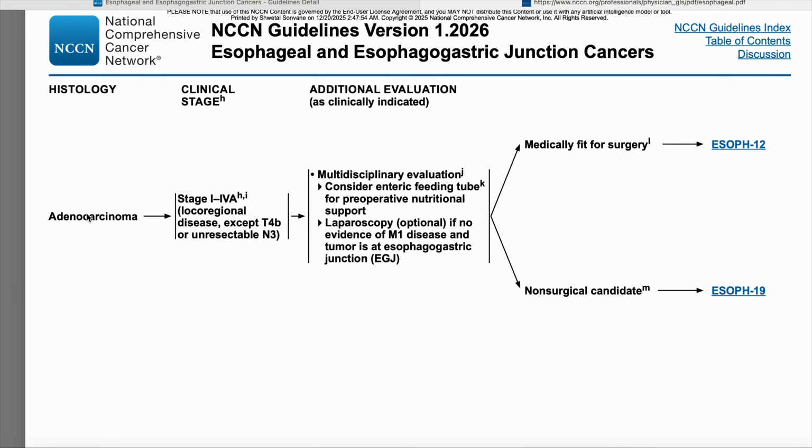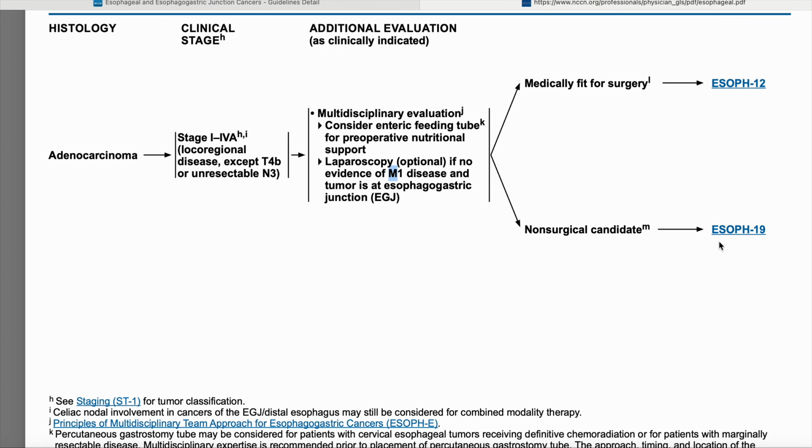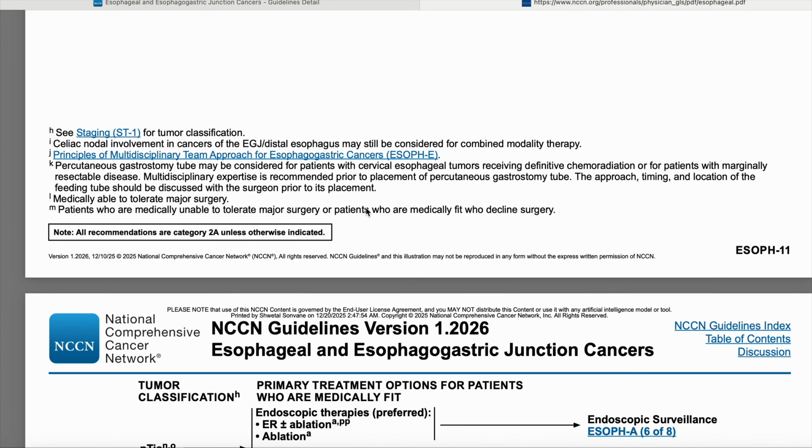Now what about the adenocarcinoma? For adenocarcinoma, stage 1 to 4A locoregional disease, except in case of T4B disease and N3 disease, we do multidisciplinary evaluation. Consider an enteric feeding tube for preoperative nutritional support. Laparoscopy is optional if there is no evidence of M1 disease and the tumor is at the esophagogastric junction. If the patient is medically fit for surgery, then what we have to do, and if non-surgical candidate, then what we have to do, we'll see.